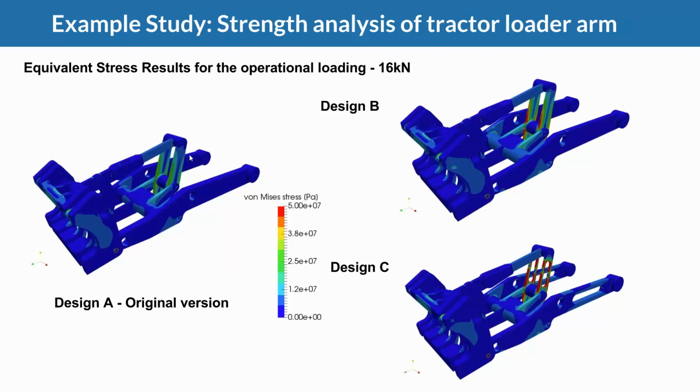So what we're seeing here on this slide is we now have the von Mises stress, or the equivalent stresses, on our new loader designs. So we see that design number B already has a lot higher stresses on this bell crank, and design C seems to be a little over the top here with the stress. So probably we've gone too far here.